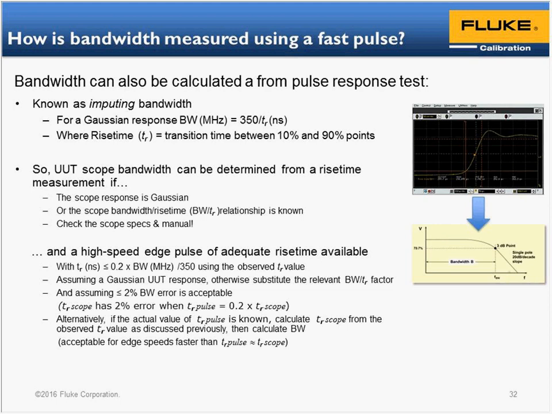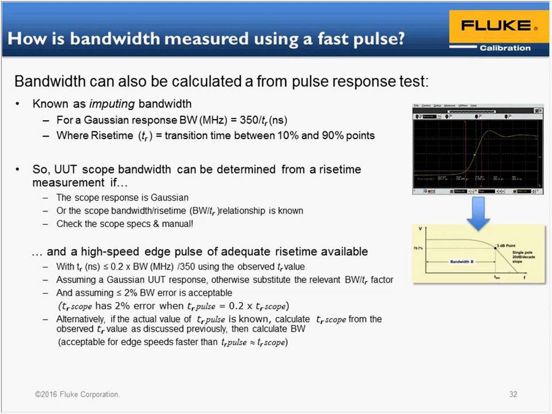Available. Well, what do you do when you do have a fast enough edge available? First of all, you need to consider the effect of the speed of the edge itself in comparison to the effective rise time of the scope. Exactly the same discussion as the one we just had a couple of slides ago.